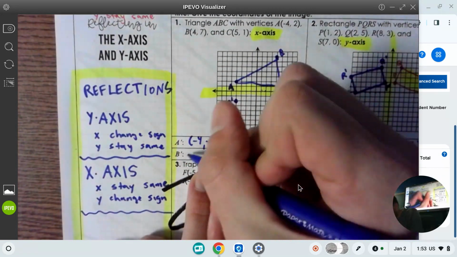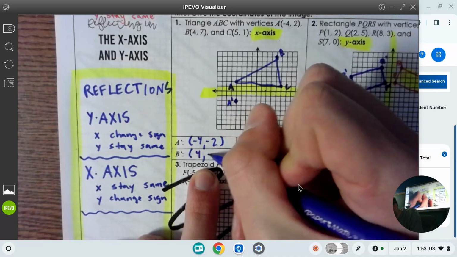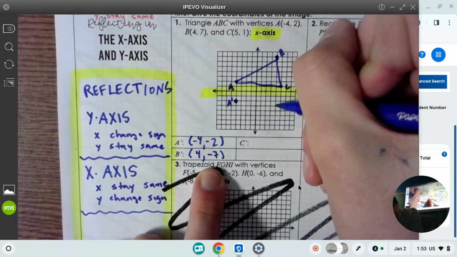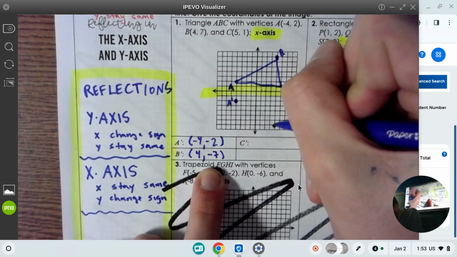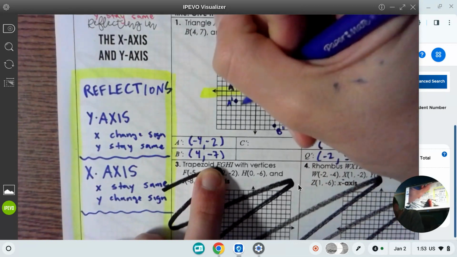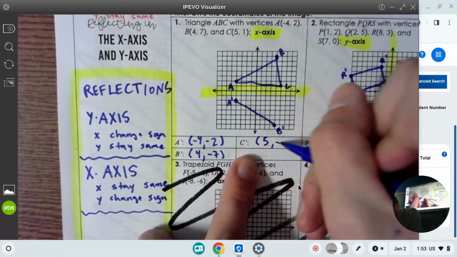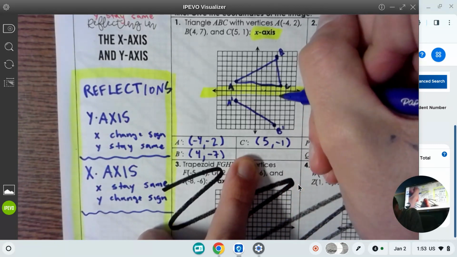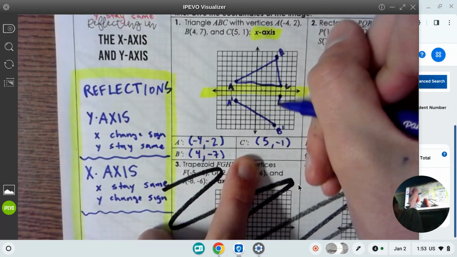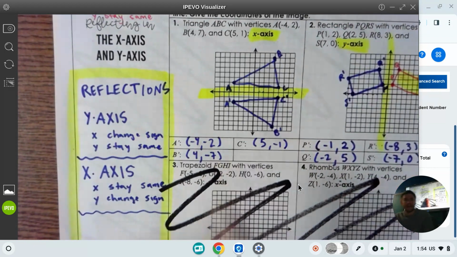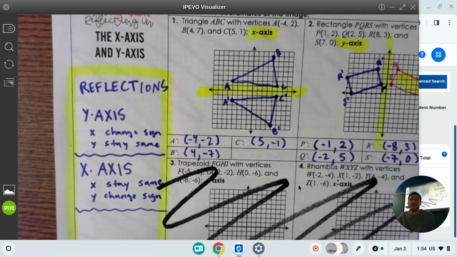B, the x stays, the y changes. That's B prime. And C, the x stays the same and the y changes. 5, -1. And easy as that, we get our image after the pre-image. We get our prime values. You just change the sign. Okay, it should look like we mirrored over the x-axis, and we did.